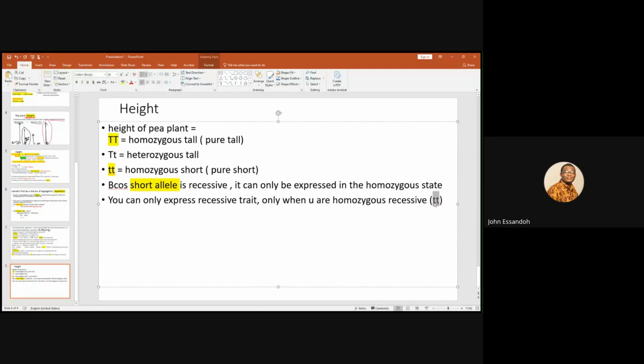Hello, Doc. Hello. Please, I need clarification if you can come again, because sometimes you have short couples. Both are short, but when they give birth to their children, they have tall children, offspring among them.